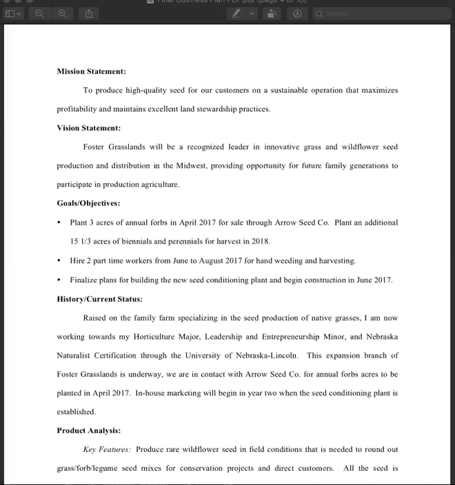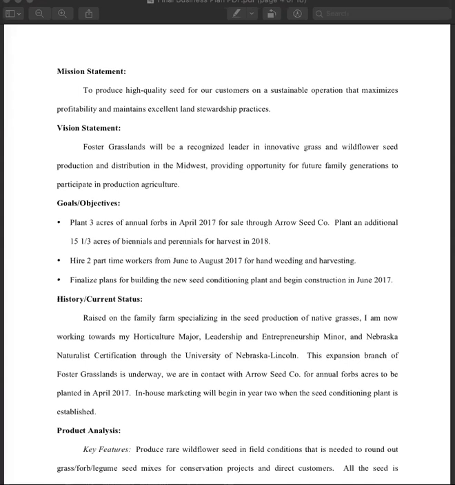In the goals or objectives section, I want to point out how many numbers and dates you see in this plan. These are specific, attainable, and measurable goals. For example, let's look at the first one. To plant 3 acres of annual forbs in April of 2017 for sale through Arrow Seed Company. Also to plant an additional 15 1/3 acres of biennials and perennials for harvest in 2018. Now that's pretty specific.